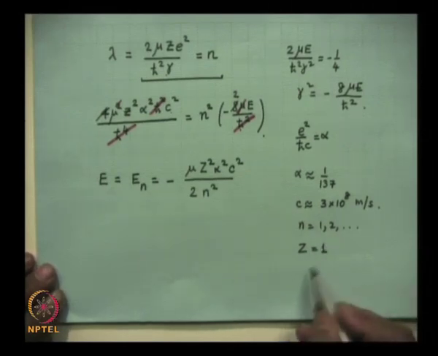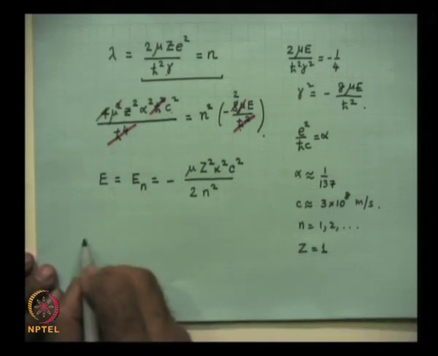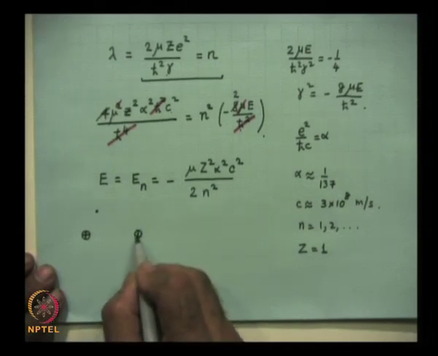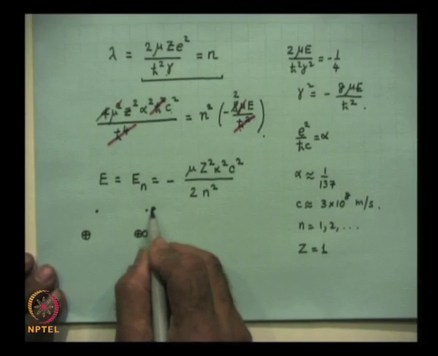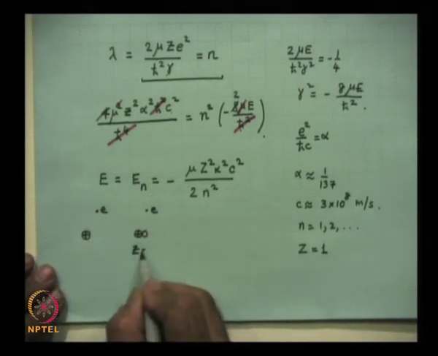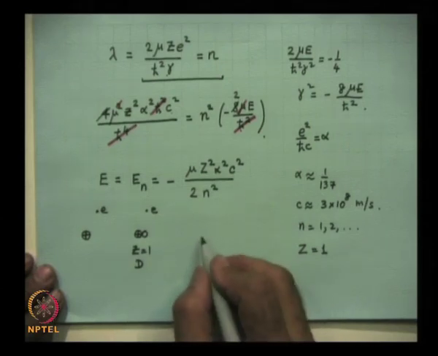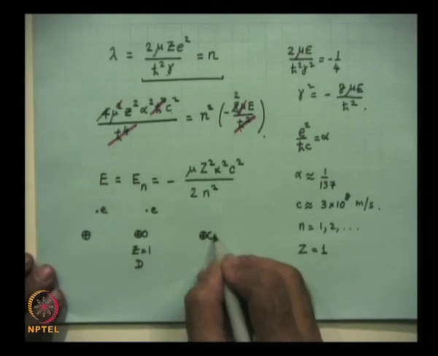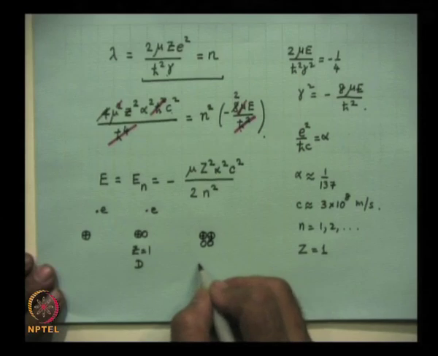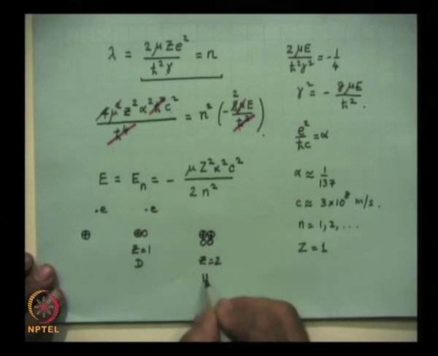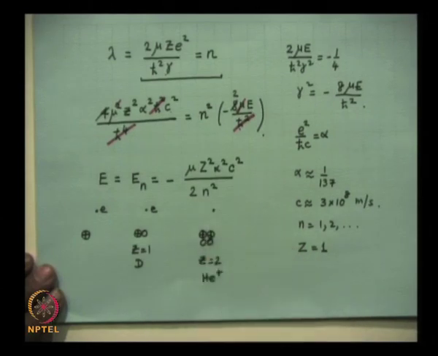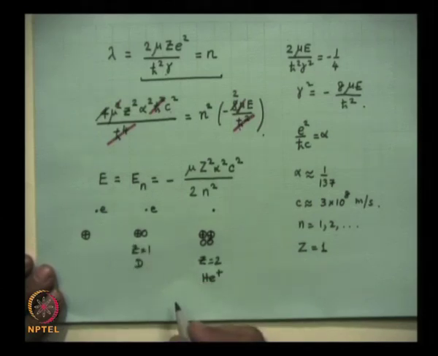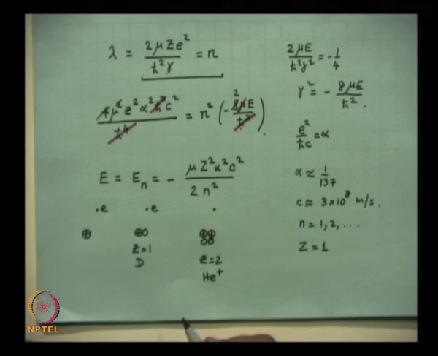For the deuterium atom Z is equal to 1, because the hydrogen atom is 1 proton and 1 electron. The deuterium atom is 1 proton and 1 neutron and the electron. So, here also Z is equal to 1 for the deuterium atom. For the helium atom, the nucleus consists of the alpha particle, 2 protons and 2 neutrons. So, Z is equal to 2 for the helium plus. Singly ionized helium atom has Z equal to 2, and of course, the mass of the nucleus is slightly different. So, the reduced mass is different.